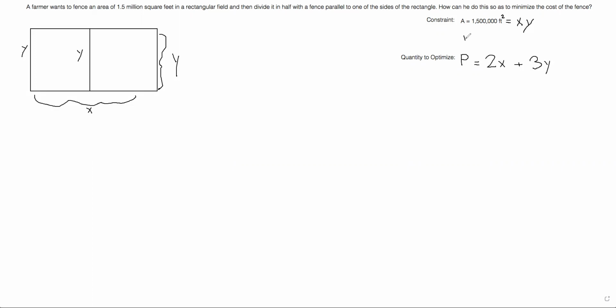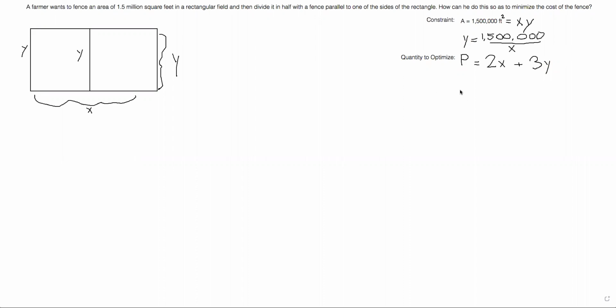So once we do that, we get y is equal to 1.5 million divided by x. And now that we have that, we can do a quick substitution. We can substitute this value in for y, and then we're going to have a perimeter in terms of only x, and then we'll be able to take the derivative.